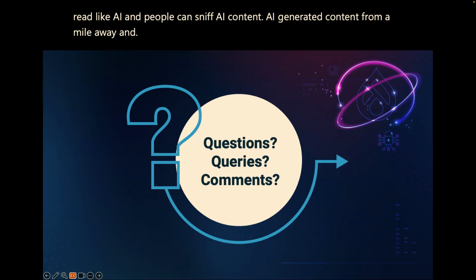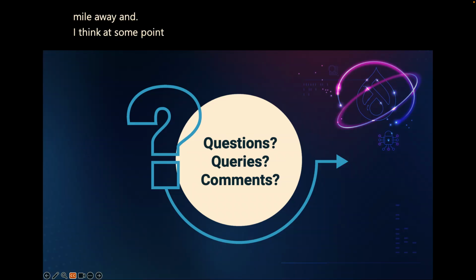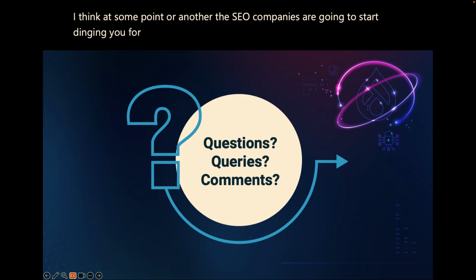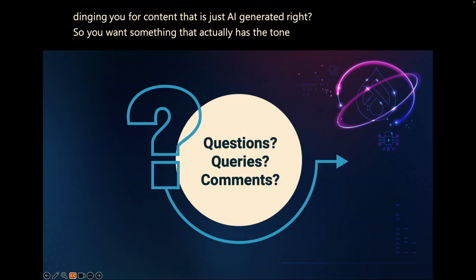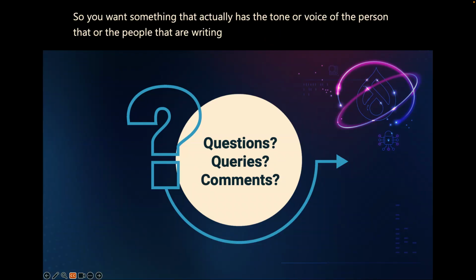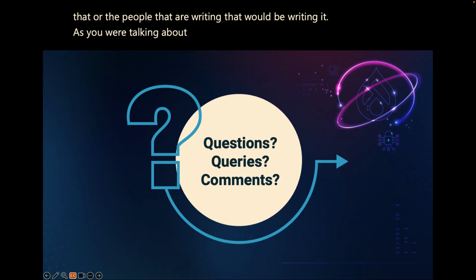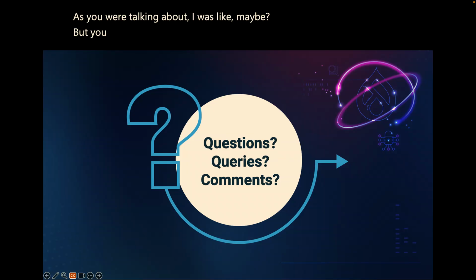I think at some point the SEO companies are going to start dinging you for content that is just AI generated, right? So you want something that actually has the tone or voice of the people who would be writing it. That makes sense. As you were talking about it, I was like, well, maybe. Okay, that makes sense. But you absolutely could do that.